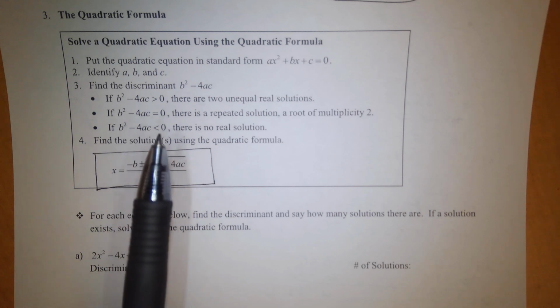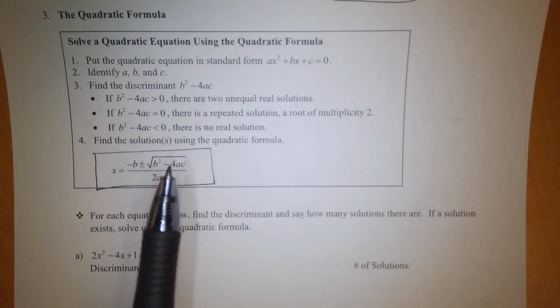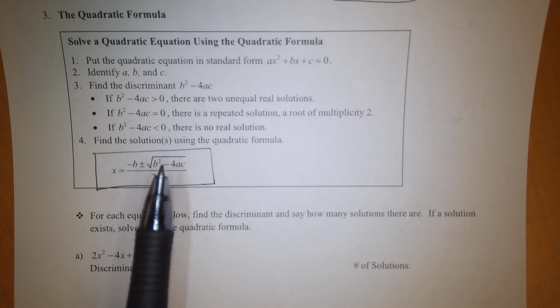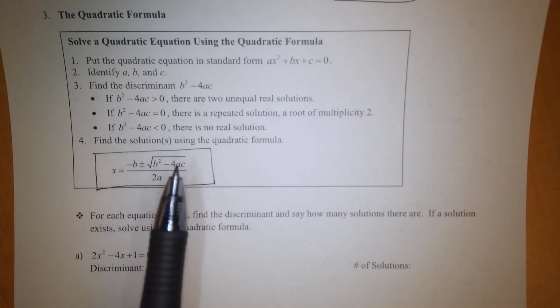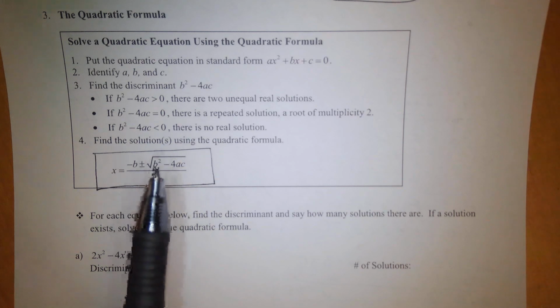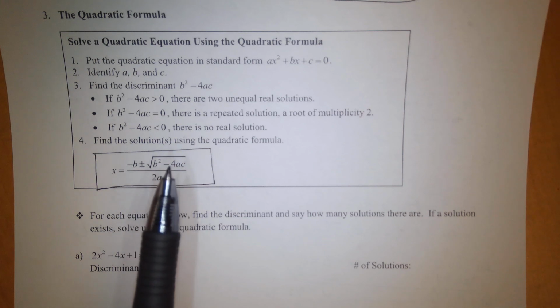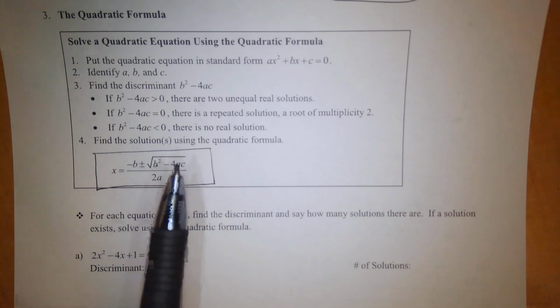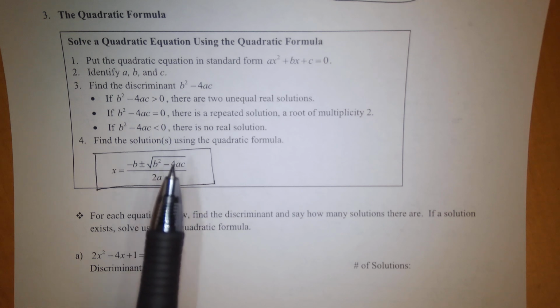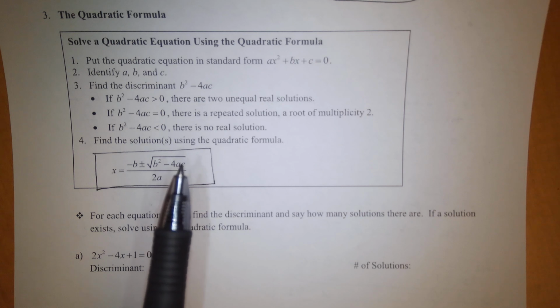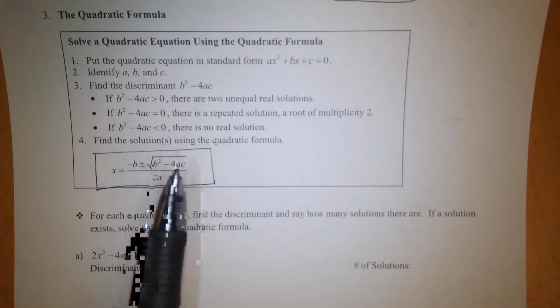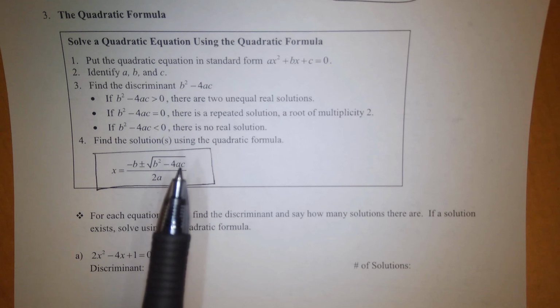If the discriminant is negative, that means you'll have a negative number underneath this square root symbol. And as I stated earlier, you cannot have a negative underneath a square root symbol because you can't take the square root of a negative number. There is no real solution if you get a negative underneath here. Now you do have what are called imaginary solutions, but we won't get to those until the next section. For now, all we can say is there are no real solutions if you get a negative underneath the square root symbol.